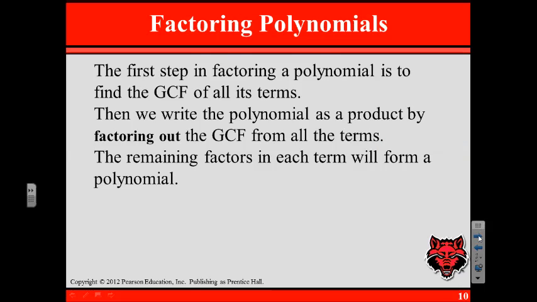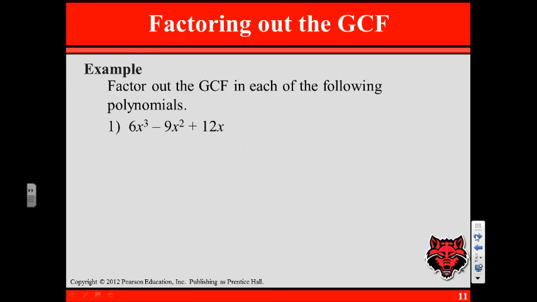Now we want to factor the GCF from a polynomial. This is always the first step with any factoring method. So we start by writing the GCF as a product, writing the polynomial with the GCF as one factor, the resulting polynomial as the other factor, and we will determine how to find the resulting polynomial in just a moment.